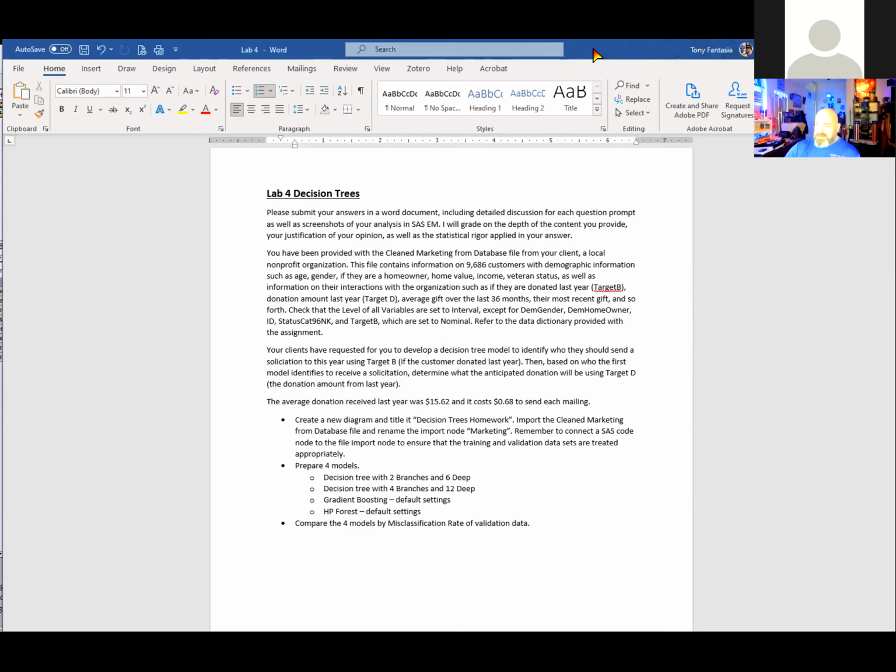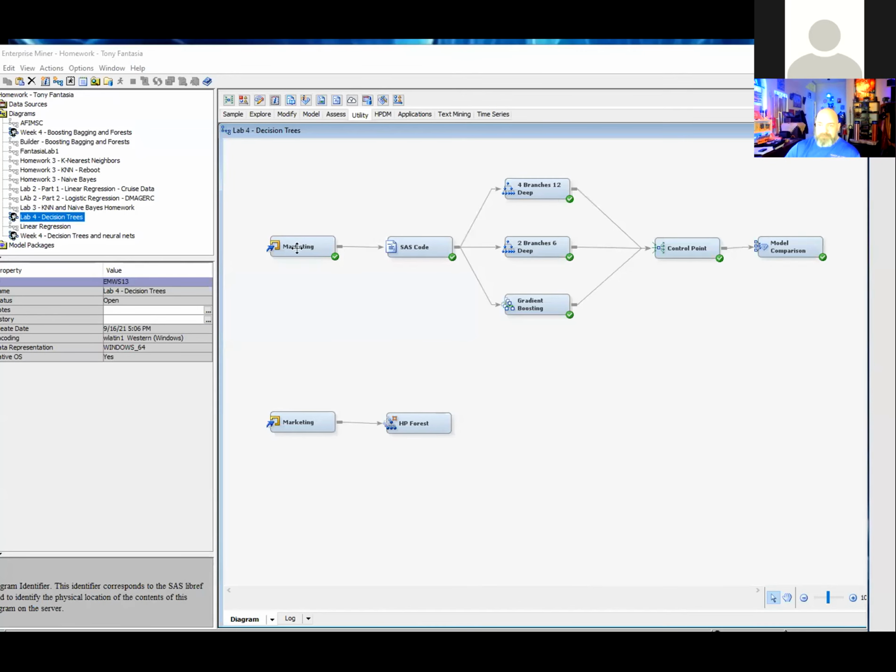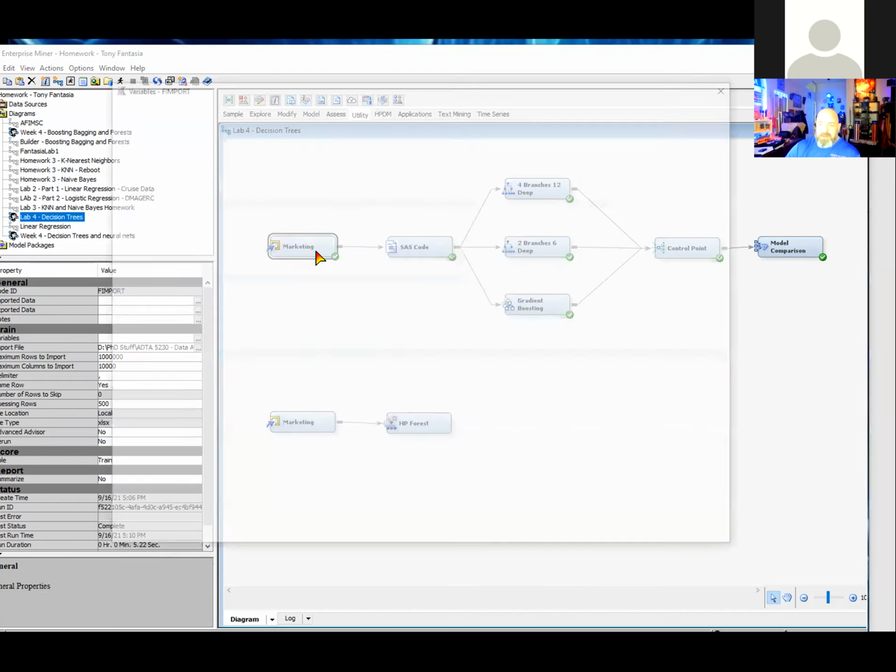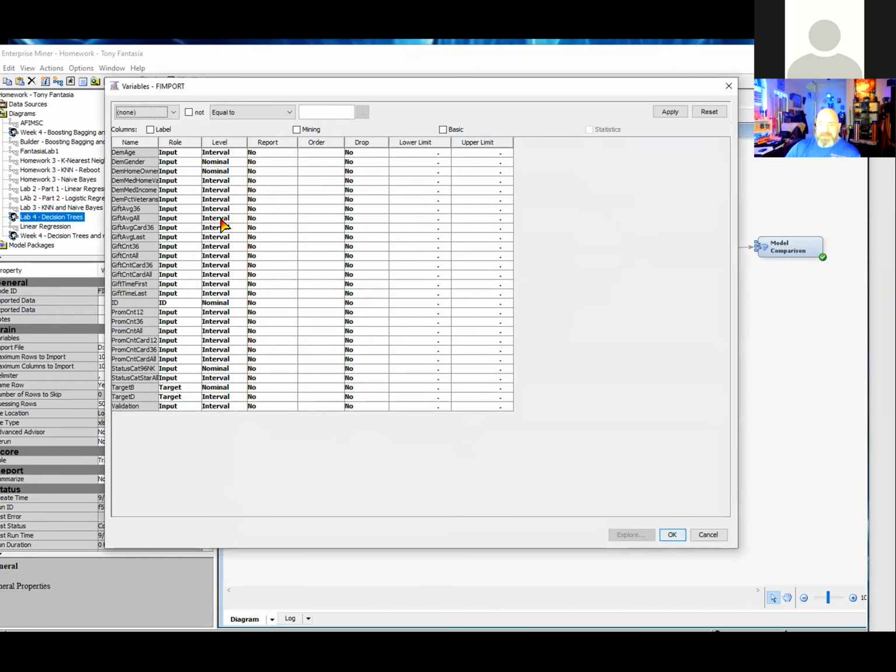So just so we say we're doing it, I have everything set to interval except for target B, dim gender, status cat 96NK, ID, and dim homeowner.